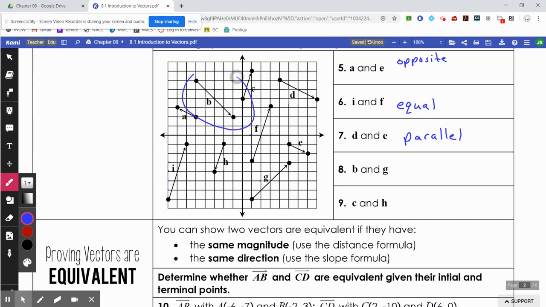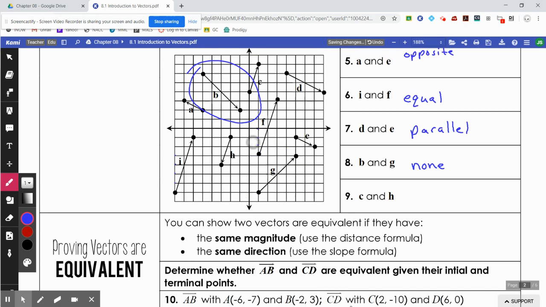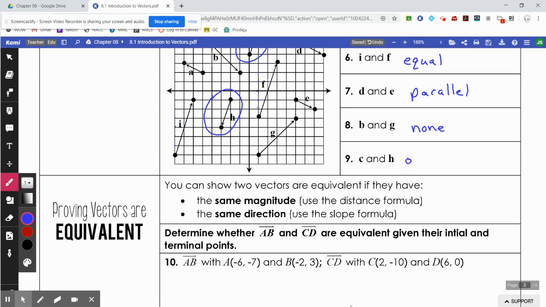B and G, here is B, and here is G. There's not really much special about those. They do not have the same direction. It looks like they might have the same magnitude. We can check that with the Pythagorean theorem, but that's it. So therefore, we're going to put that they have no special relationship. And then finally, C and H. Let's find C, which is right here, and then H, which is right here. Rise and run is both 3 and 1. They're going in opposite directions. However, they do have the same length. So therefore, those two vectors would be opposite of each other.